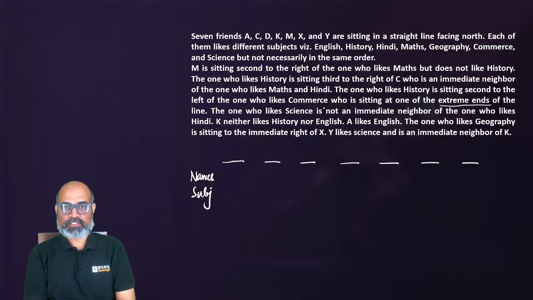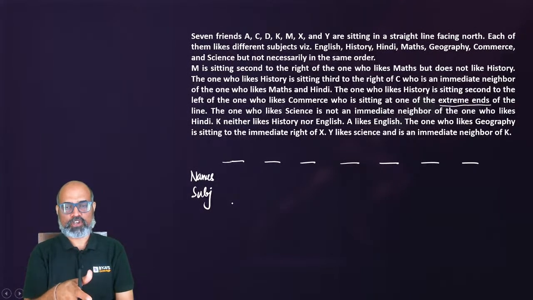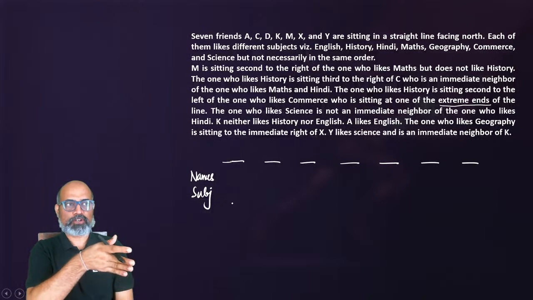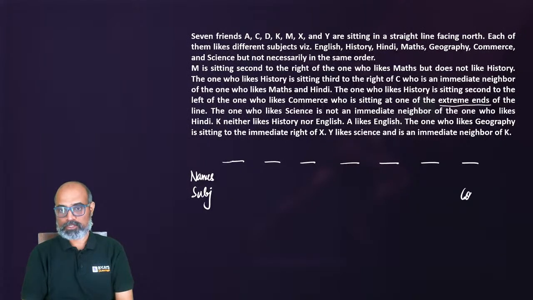So the person who likes commerce is sitting at one of the extreme ends, and then the person who likes history is sitting second to the left. So the person who likes commerce may not be sitting at the leftmost position because there won't be any position to the left of it, right? So the person who likes commerce is sitting at one of the extreme ends, and the person who likes history is sitting second to the left. So this is the guy who likes history. So we're done with this statement.